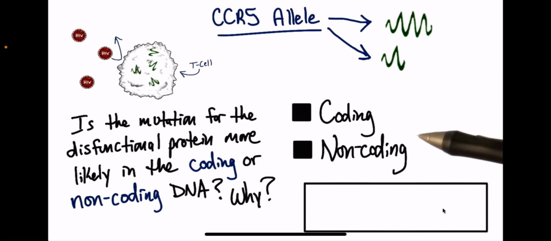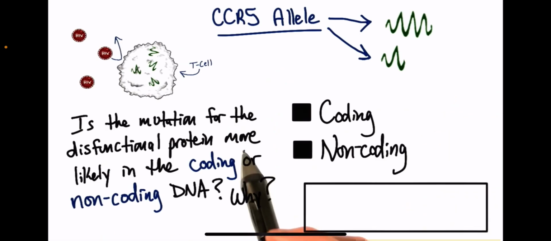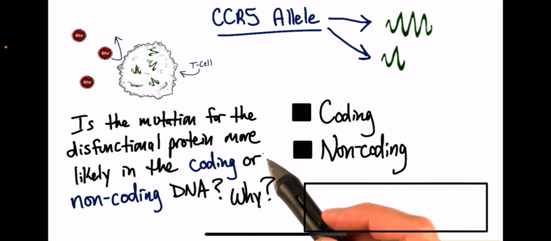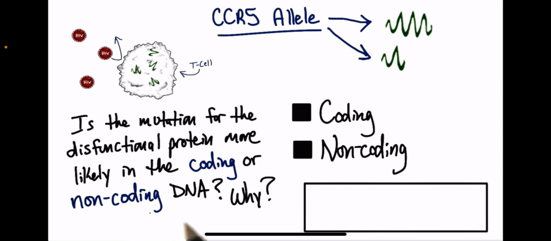So here's your first question using this example. Is the mutation for the dysfunctional protein that makes the T cell HIV resistant more likely in the coding or non-coding DNA of the genome? I want you to check one of these boxes and then explain why you think that's the answer in this text box here. I want you to save your answer because guess what? You're going to need it in the next video.